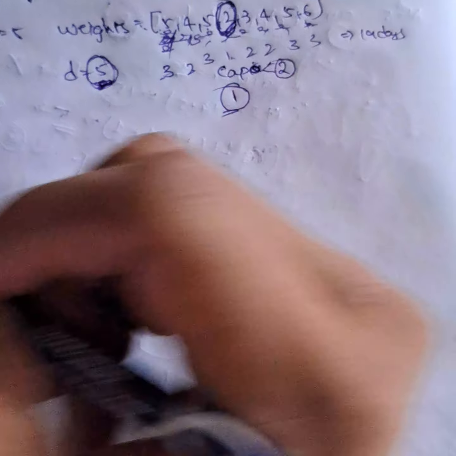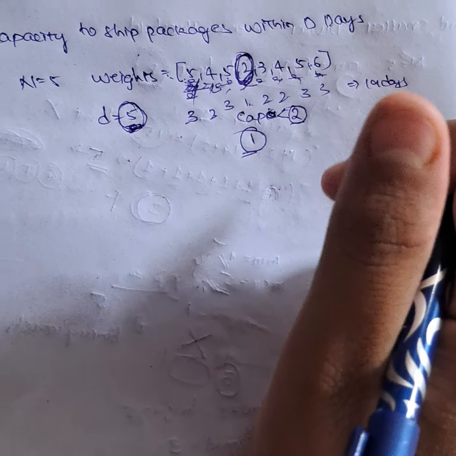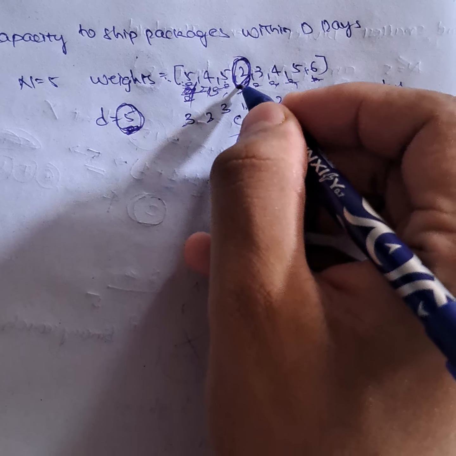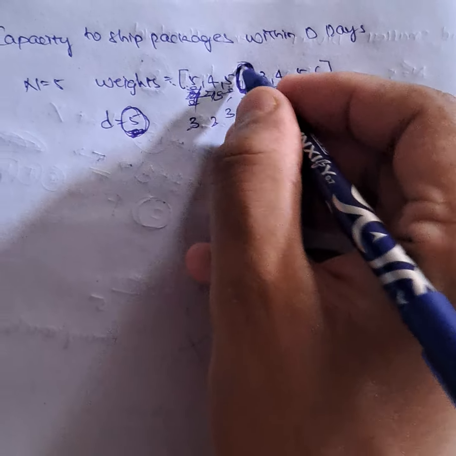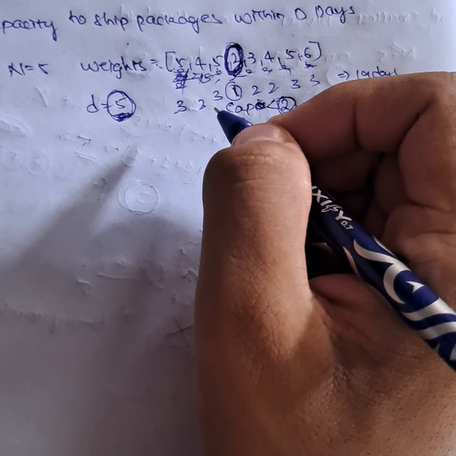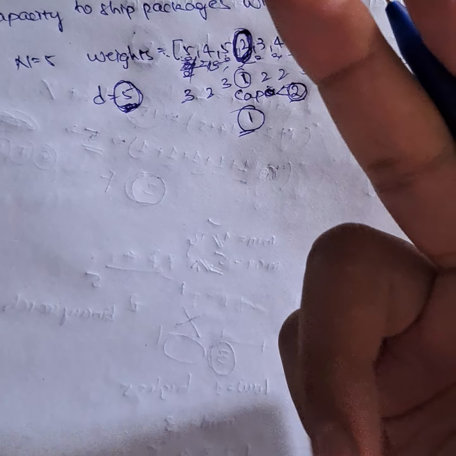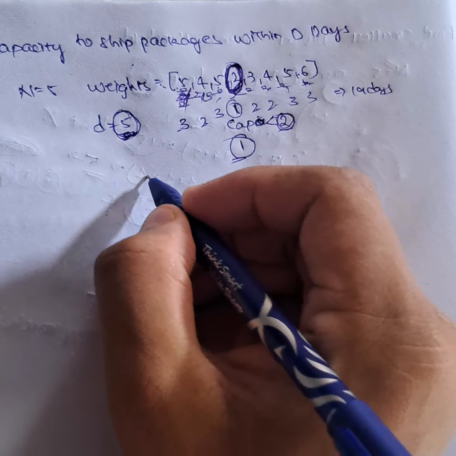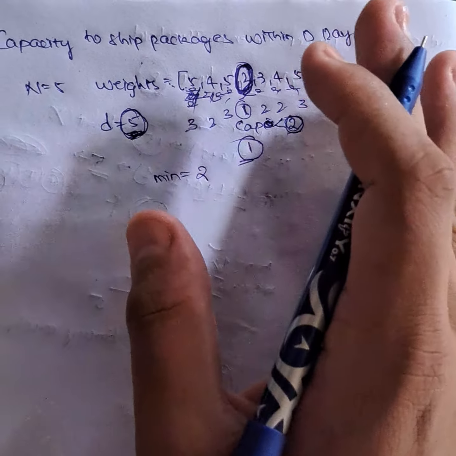Our minimum case should always be the minimum value. Why minimum? Because if we choose a capacity less than this, we can't ship the package. This is 2, and if we choose the capacity as 1, we can't ship it. So we need to have at least 2. We can't have less than 2. Then the minimum is 2. The minimum capacity should be the minimum value.